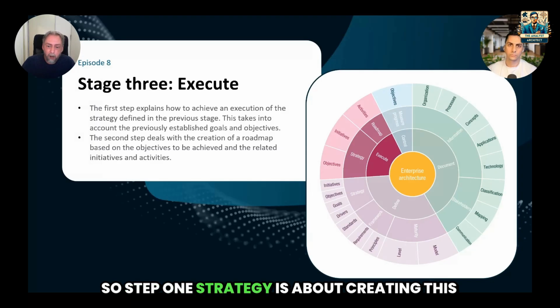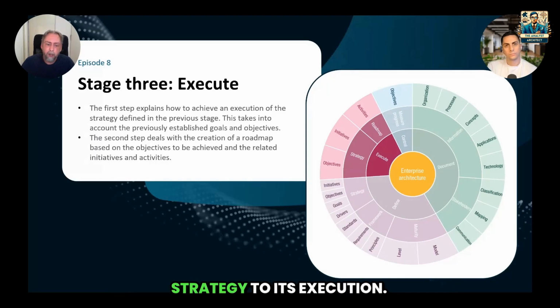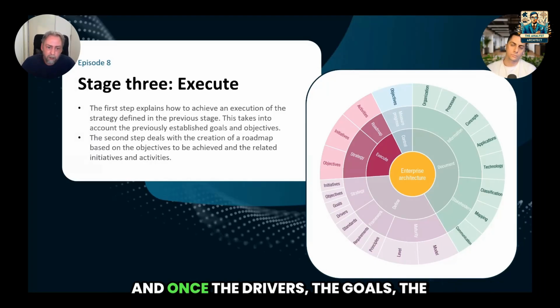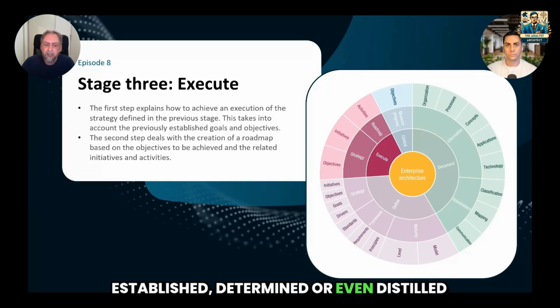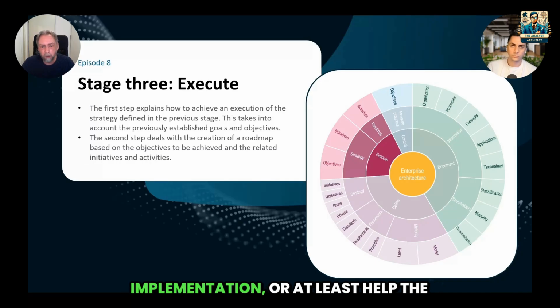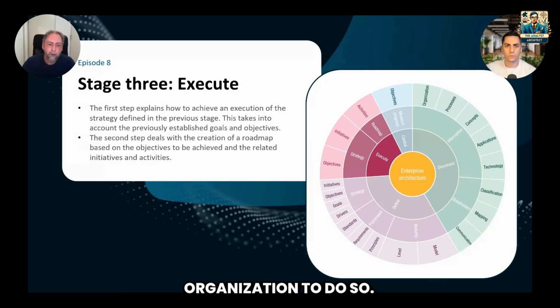So step 1, strategy, is about creating an overview that shows the translation of strategy to its execution. And once the drivers, the goals, the objectives and initiatives have been established, determined, or even distilled from the existing documents that describe the organization's direction, then it's up to the enterprise architect to translate the strategy into a feasible implementation, or at least help the organization to do so.